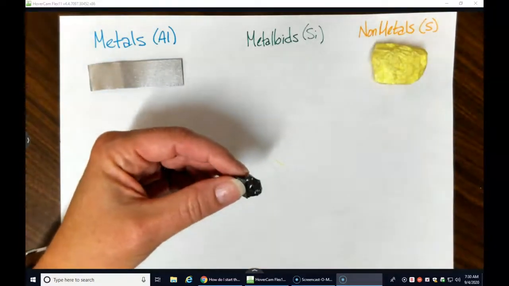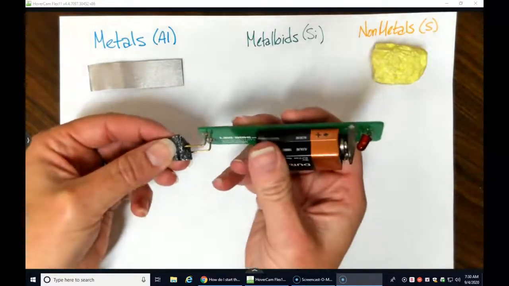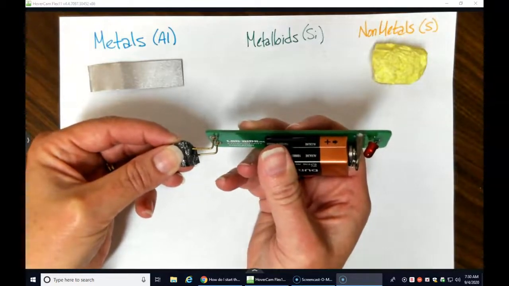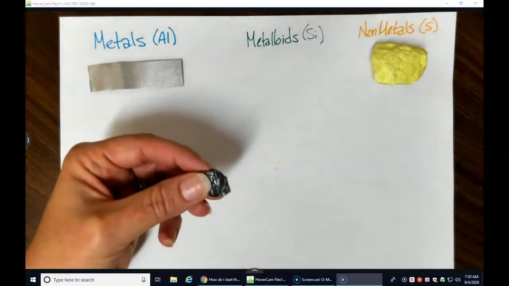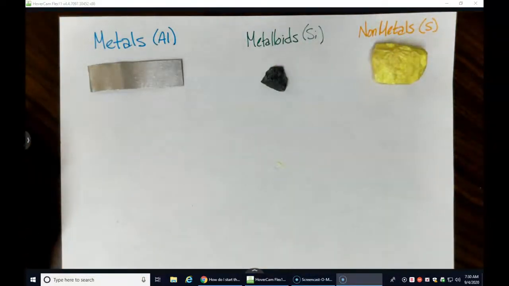As far as conductivity, it's kind of hard to see, but it kind of lights up a little bit. Metalloids are called semiconductors. They can conduct, but they don't have the strength of conductivity of a metal.